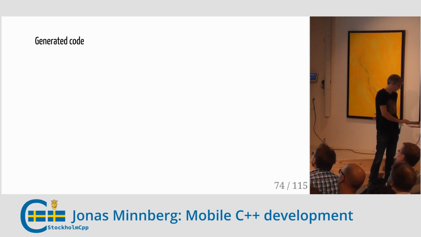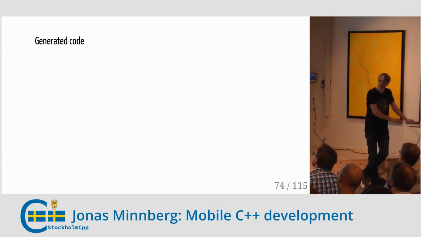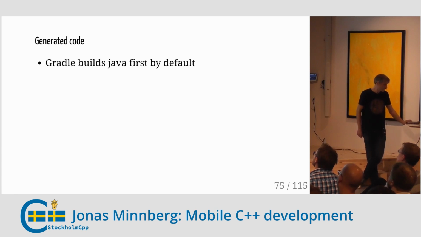Generated code. We check in our generated code, the code that Djinni generates, for a couple of reasons. One is that Gradle builds Java first by default, which means that when CMake runs and generates Java code, it's already too late.